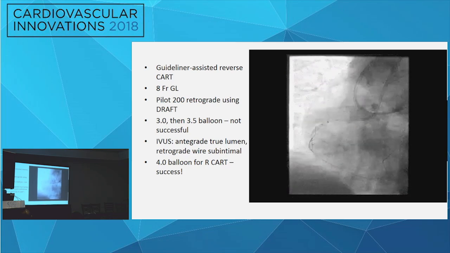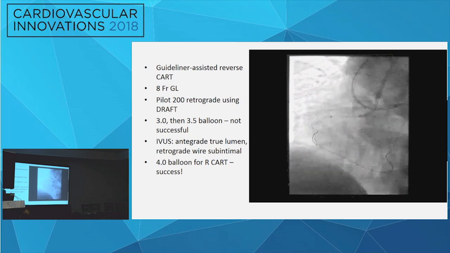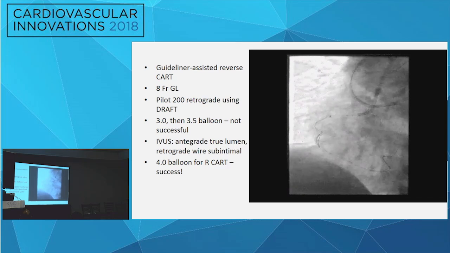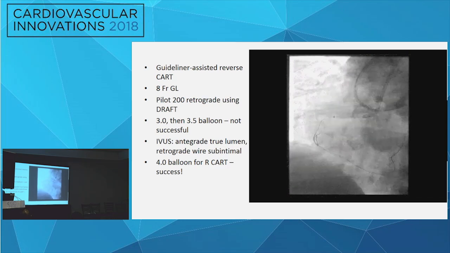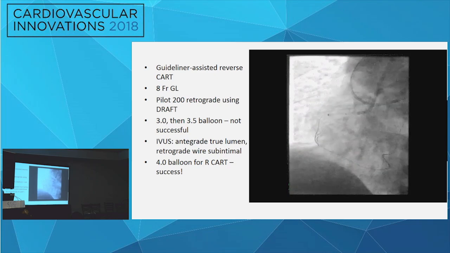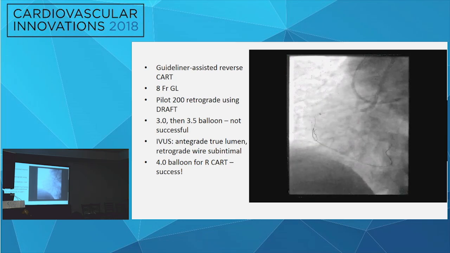When we were not really being successful with the 3.0 and 3.5 balloon, we did IVUS at this point to see exactly what was going on here. It showed us where the wires were. It showed us that the antegrade wire was in the true lumen and the retrograde wire was subintimal. But the size of the RCA was larger than we thought, and it was more of a 4.0 vessel. So we used a 4.0 balloon and decided to repeat the maneuver here.